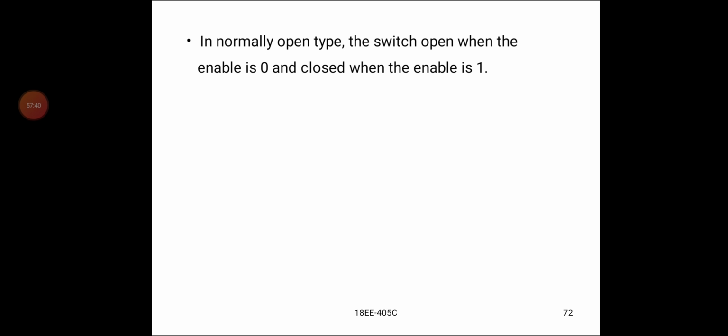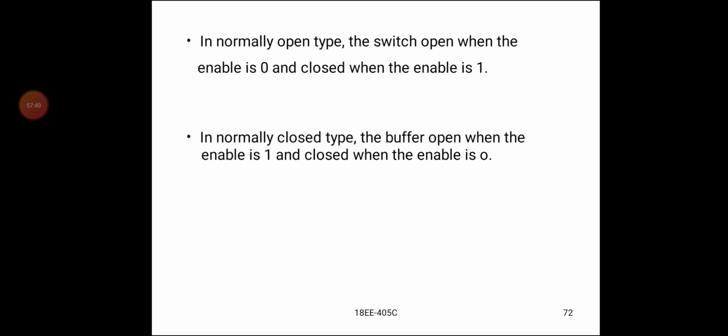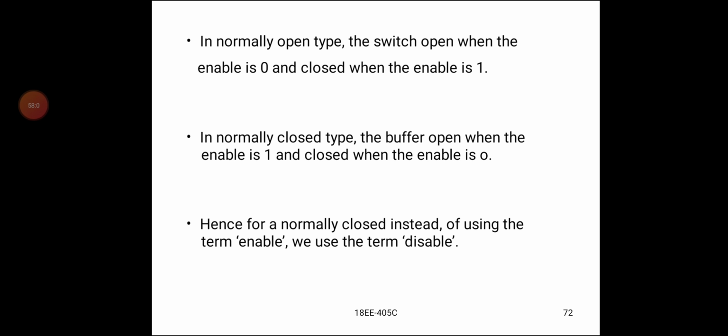In the normally open type, the switch is open when the enable is 0 and closed when the enable is 1. In the normally closed type, the buffer is open when the enable is 1 and closed when the enable is 0. Hence for normally closed, instead of using the term enable, we use the term disable.